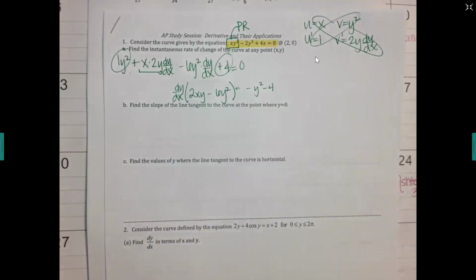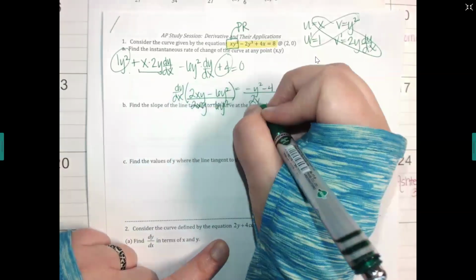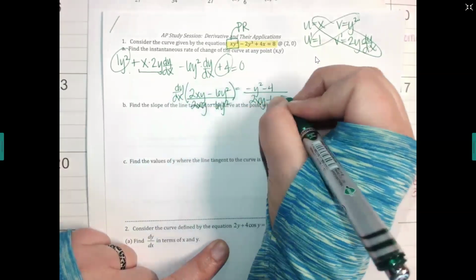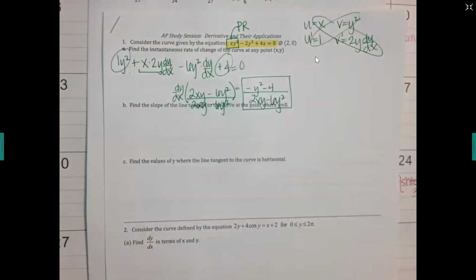Okay, then remember, to get your dy dx by itself, you're just going to divide that to the bottom. So it'd be 2xy minus 6y squared, 2xy minus 6y squared. Now remember, this fraction that you just found is the instantaneous rate of change.